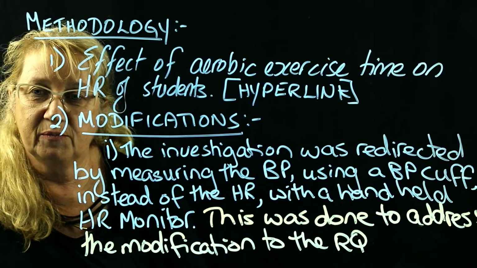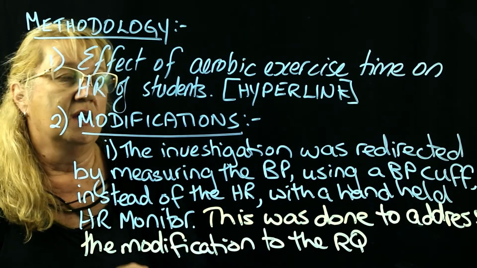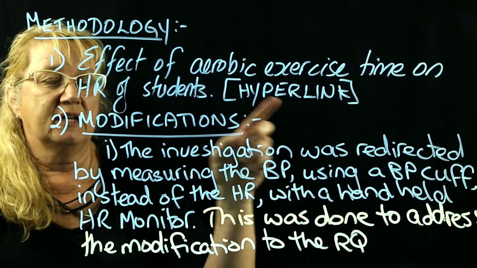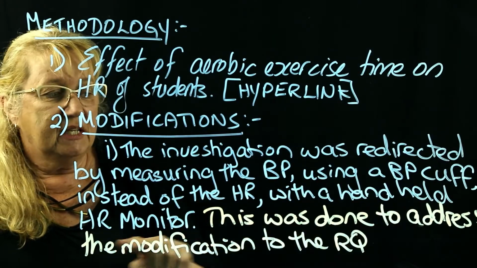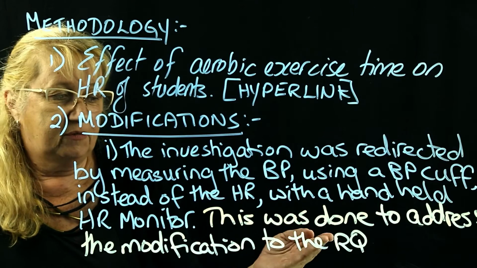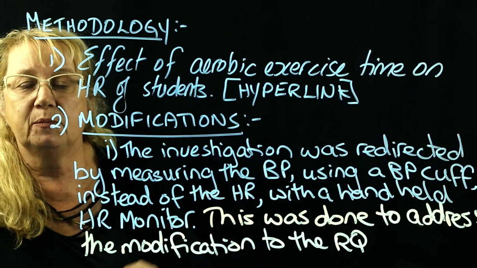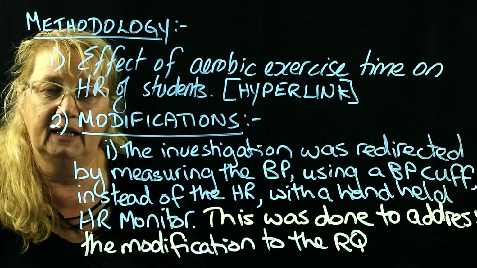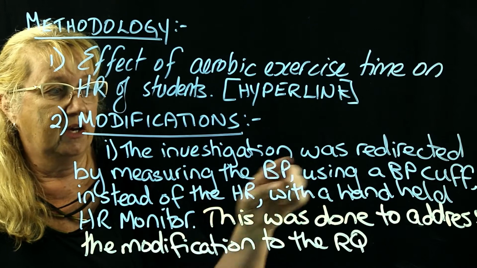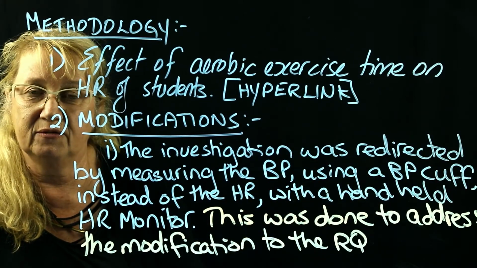This modification was made so that we could address the changed research question to look at the effect of exercise time on the blood pressure of students. What I've written here is a start, but it's insufficient. You should actually make mention of what the dependent variable was changed to so that it is completely clear why you have changed to measuring the blood pressure with a blood pressure cuff.